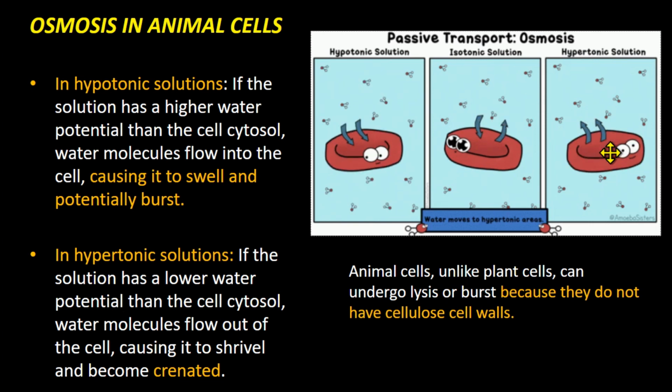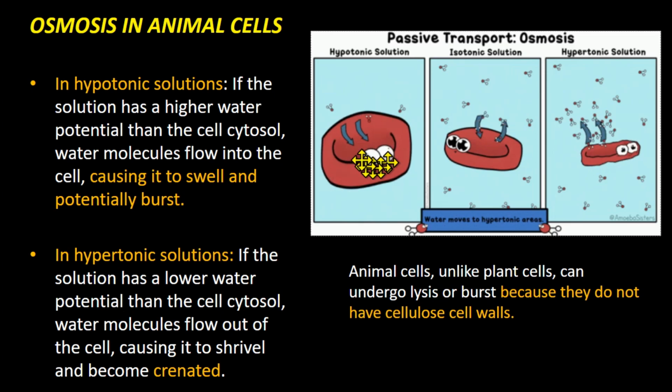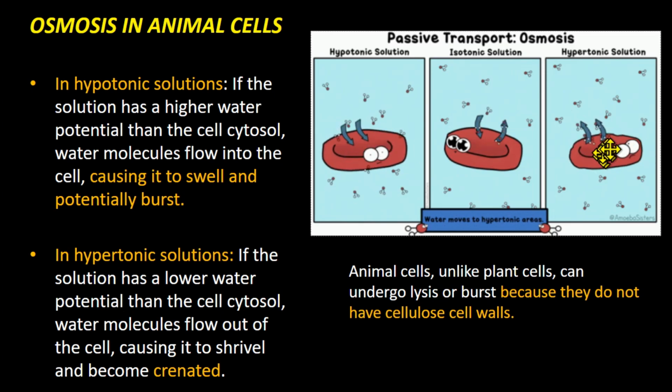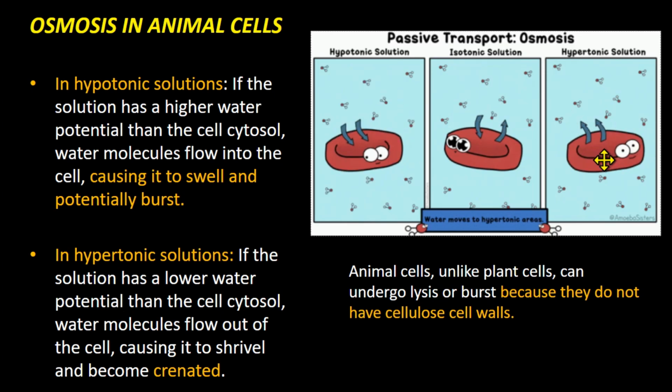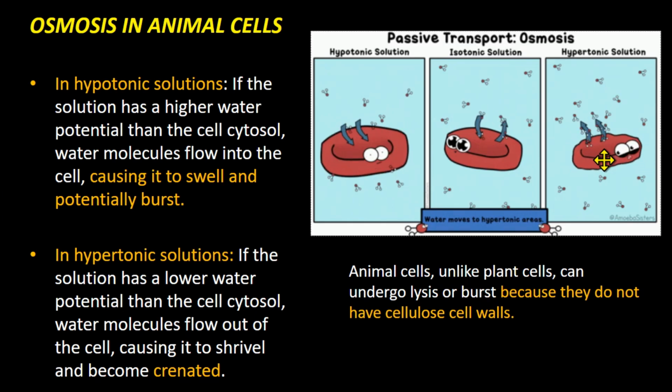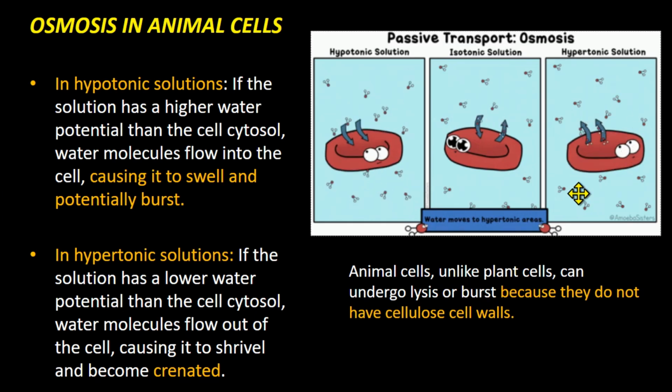or crenate. So in hypotonic solutions, there's going to be a positive change in mass, and in hypertonic, there's going to be a negative change in mass. It's going to decrease in mass because water is going to flow out into the sugary solution surrounding it.